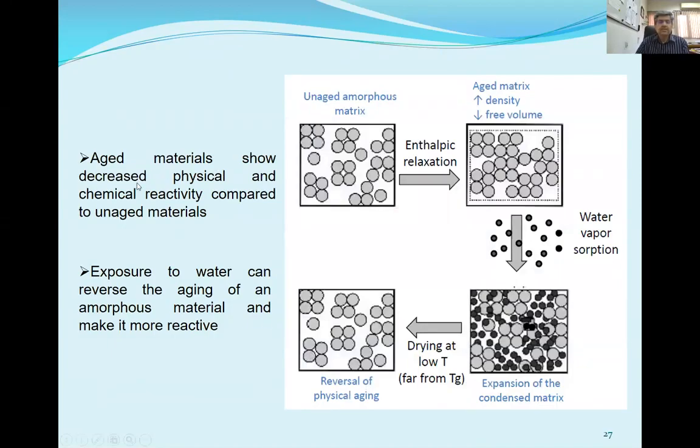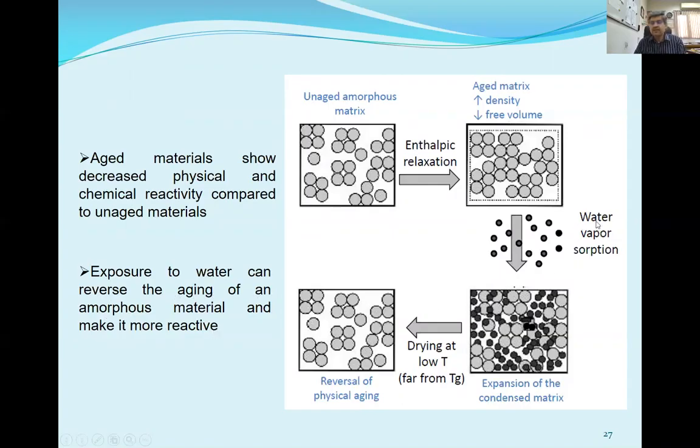Aged materials show decreased physical and chemical reactivity as compared to the unaged materials, which means that the unaged glass is more reactive in terms of physical and chemical reactivity. And this is shown here. So the unaged amorphous matrix relaxes and goes to what we call the aged sample, which was shown in the previous slide as well. But if we expose this sample to water, exposure to water can reverse the aging of an amorphous material and make it more reactive again.